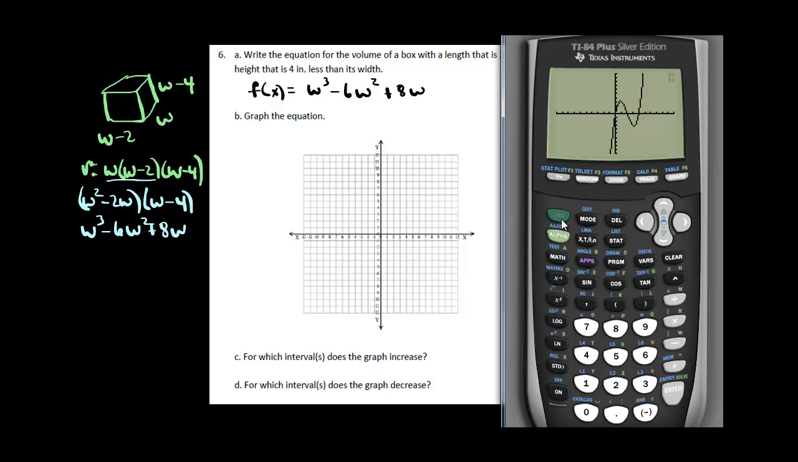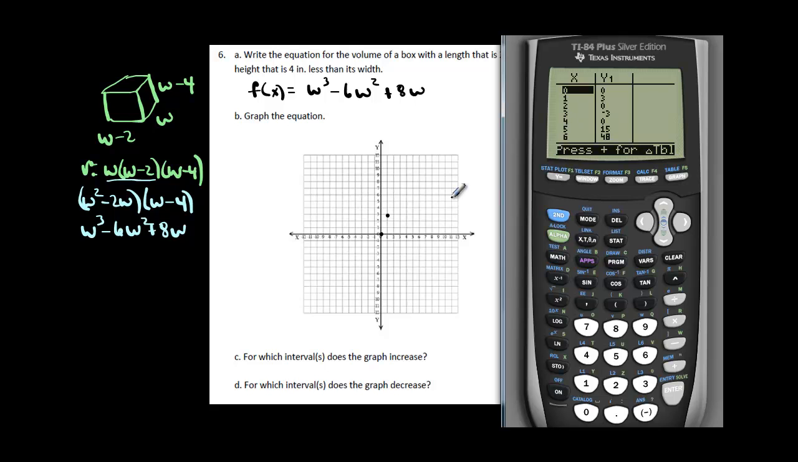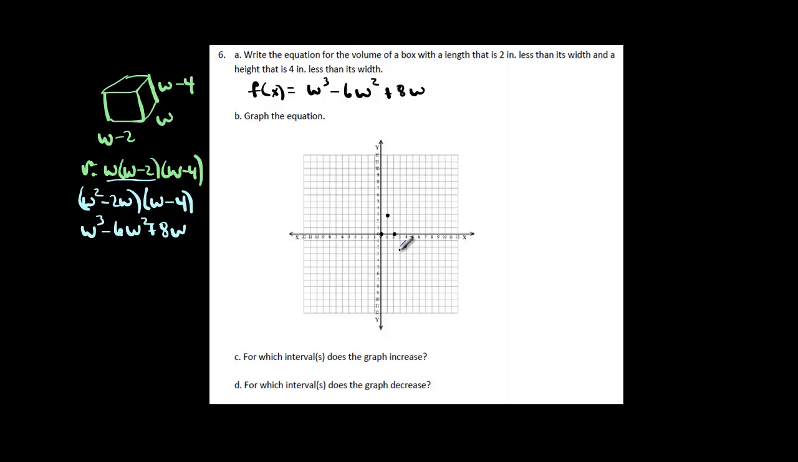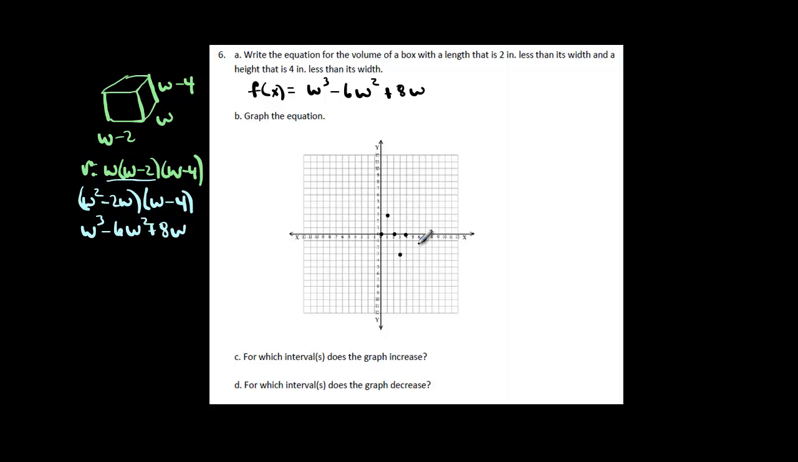Alright, so let's plot some points. 0, 0; 1, 3; 2, 0; 3, negative 3; 4, 0; 5, 15. So 5, 15 is going to be way up here. So we kind of know now that it goes up to there, down to there, and then back up. So let's try to do that.